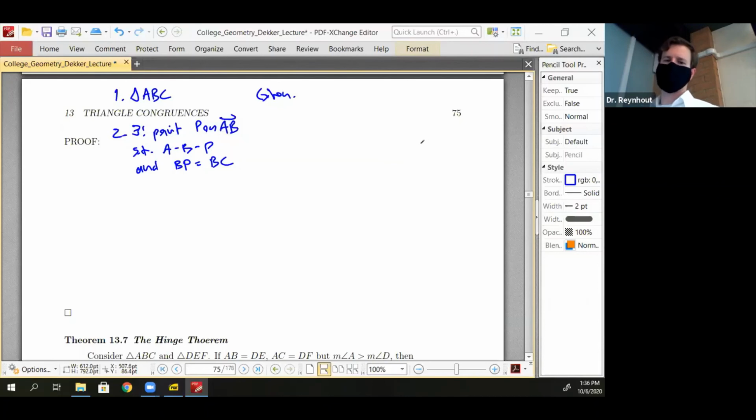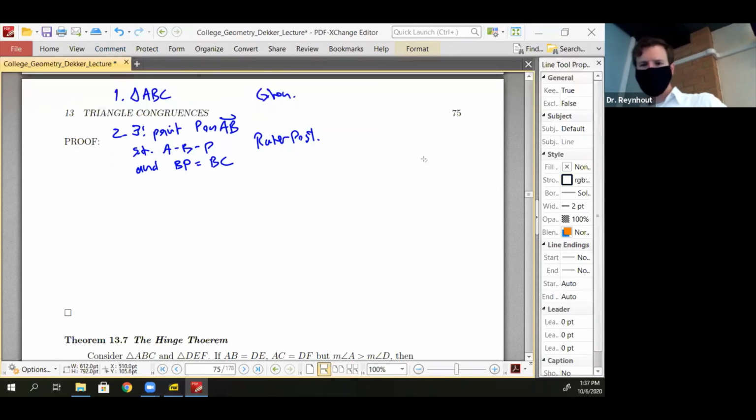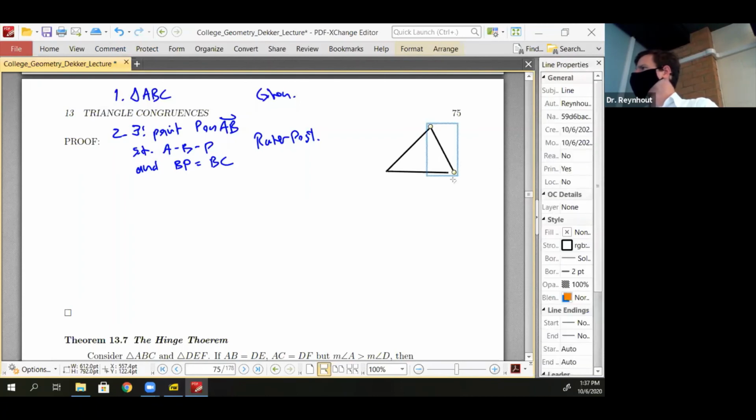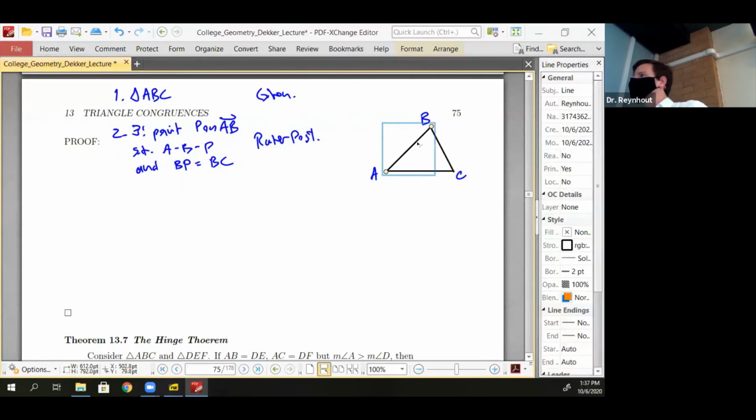Now this might not make a whole lot of sense. This doesn't look very good right now. It's because of the ruler postulate that we can do this, but let's draw a triangle so we can see what's going on here. So if we're given A to B, and then B to C, let's say we've got this triangle here, and we have A, B, C. What we want to do is extend this line out far enough that this side length and that side length are the same. That's what we're saying here.